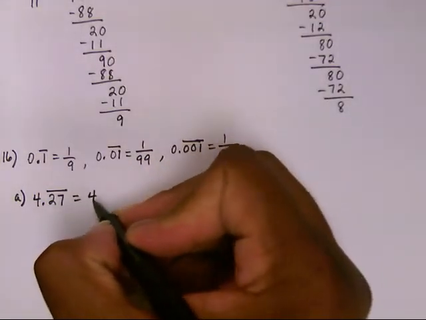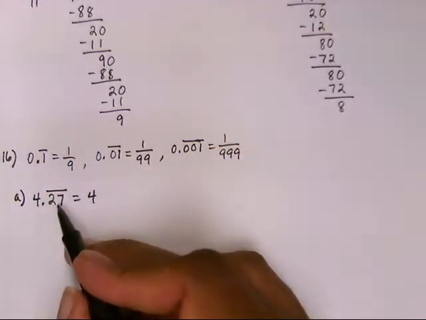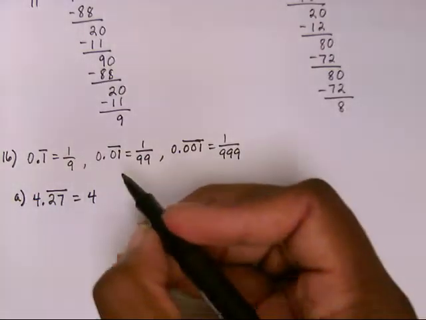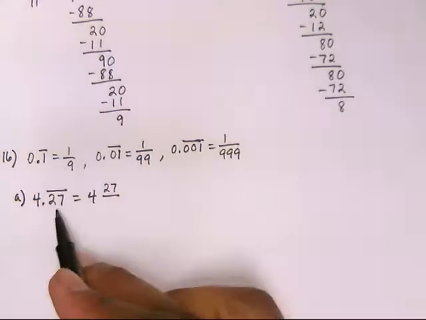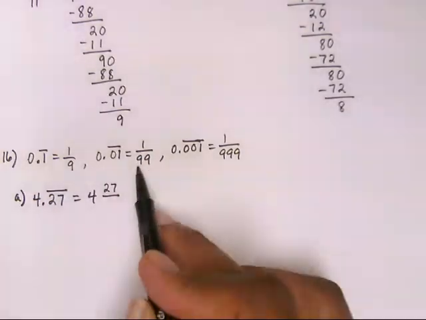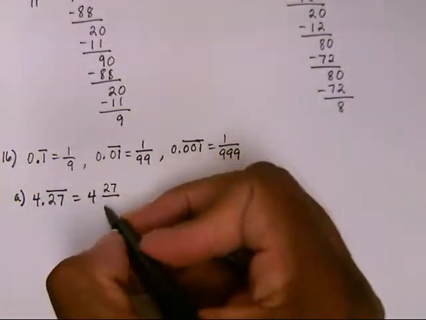Well, I'm going to bring over the whole number. That's going to be the 4. The number under the bar will be your numerator, which is going to be 27, over, since 2 numbers repeat, my denominator has to have the 9 and the 9.